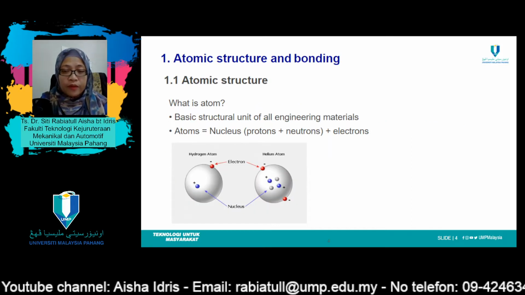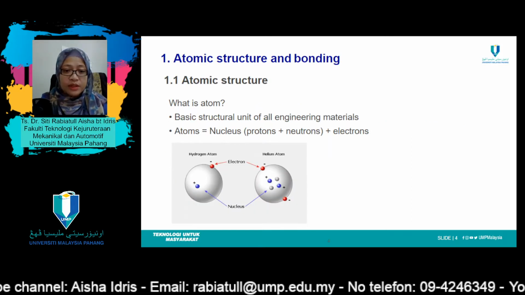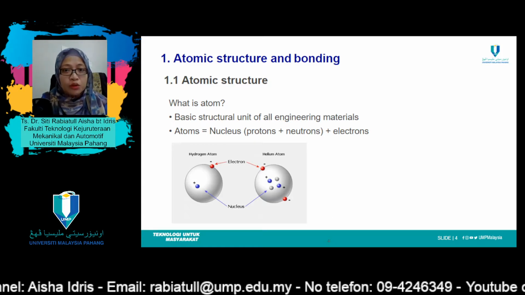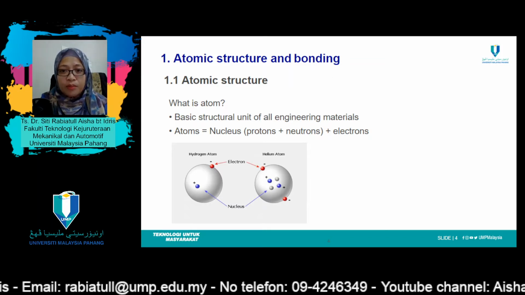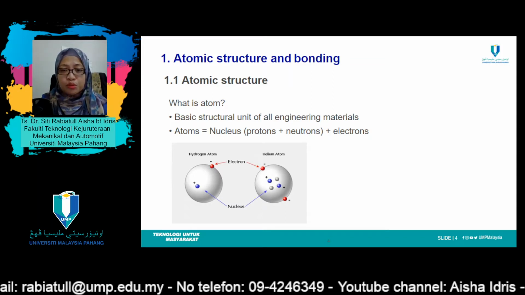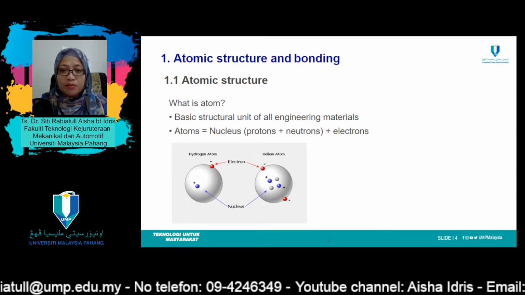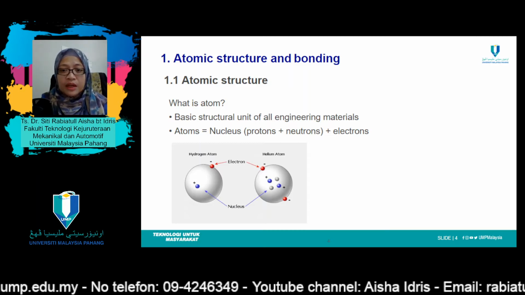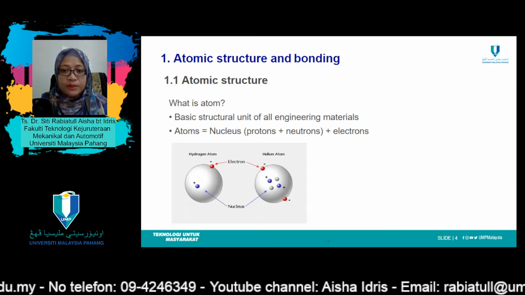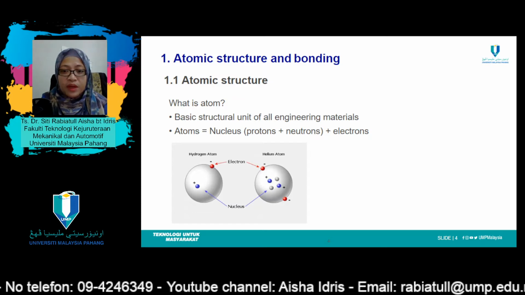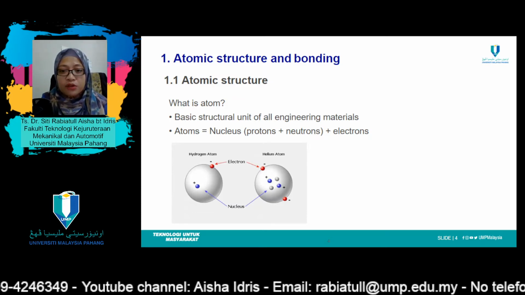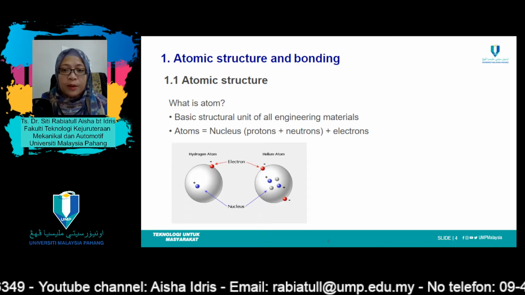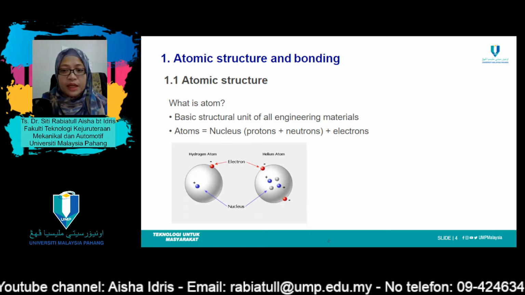So for the first topic, which is atomic structure and bonding, we are going to learn what atomic structure is. Well, in an atom, you can find there are 2 items, which are nucleus plus electrons. If you refer to this figure here, you may find there's a nucleus here, and there are electrons, with protons and neutrons in it.